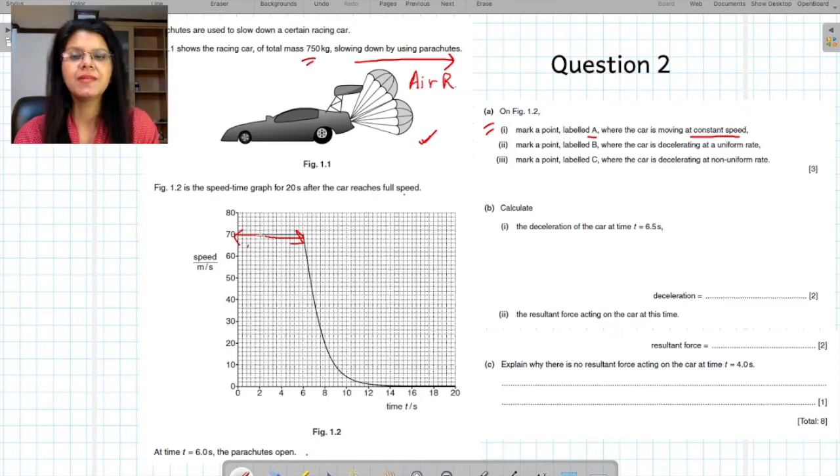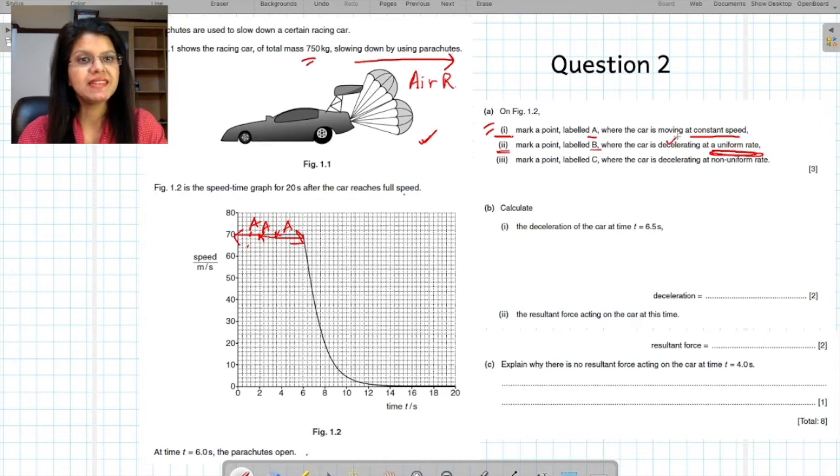So you can mark the point A anywhere here. It can be here, here, anywhere on this line should give you your answer for A, the first part. Second part, mark a point B where the car is decelerating at a uniform rate. Uniform rate means constant rate, right? Constant rate means it should be a straight line. A straight line has a constant gradient all throughout.